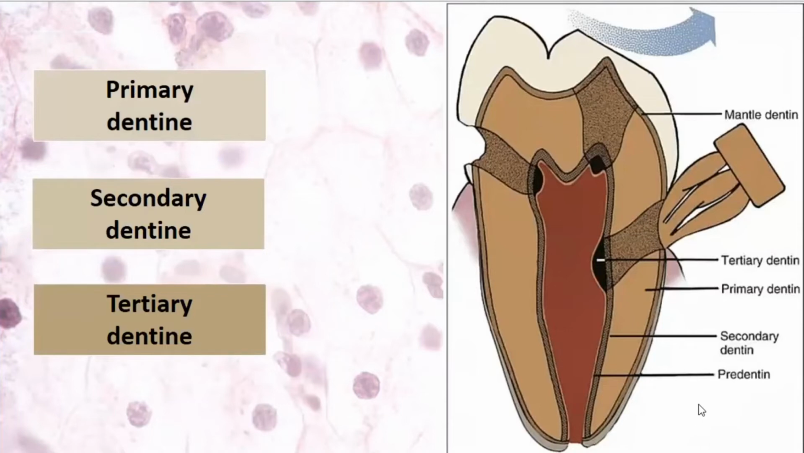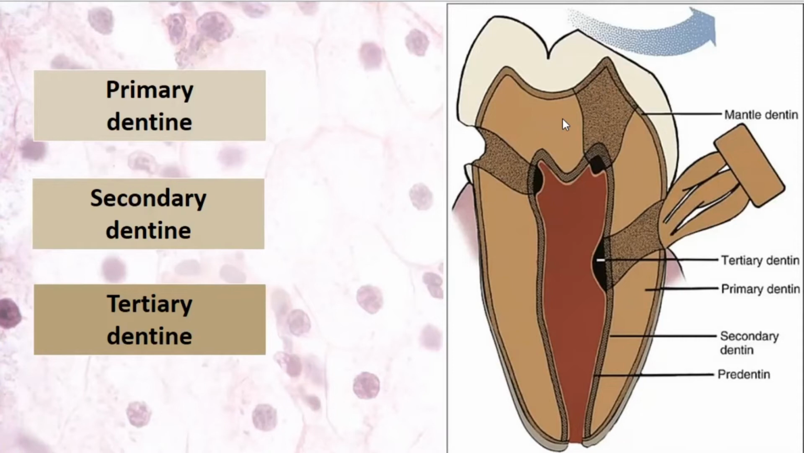And the fourth classification of dentine is about the time of development of dentine. According to the time, we have primary dentine, which is formed before birth and before tooth eruption. Secondary dentine is located deeper and it's formed after tooth eruption and after birth. And tertiary dentine is formed as a response to tooth damage when we have tooth injury.